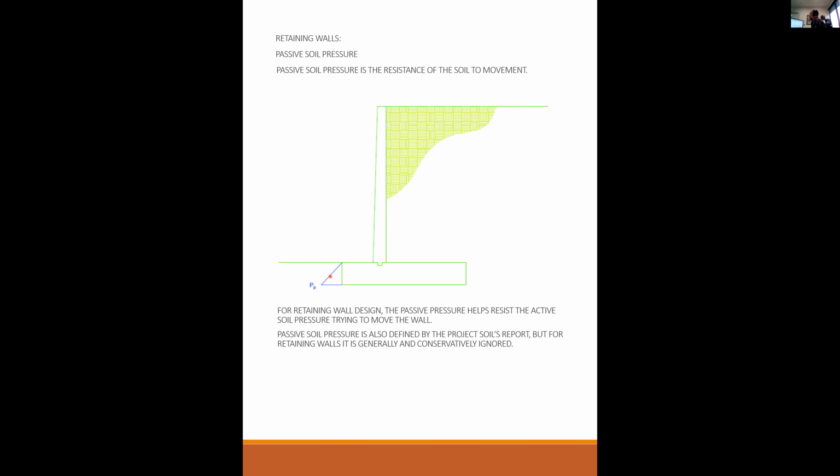Reason number three is that passive soil pressure really only works on undisturbed soil. So you can't dig this out and then kind of pack it back in there. It doesn't really work that way. You'd have to come in here and excavate really carefully to leave this soil undisturbed, and then you have to pour the concrete right up against it. It's just not really worth it for that small benefit. So for those reasons, generally speaking, even though it's there and it could help you, we're going to ignore it.